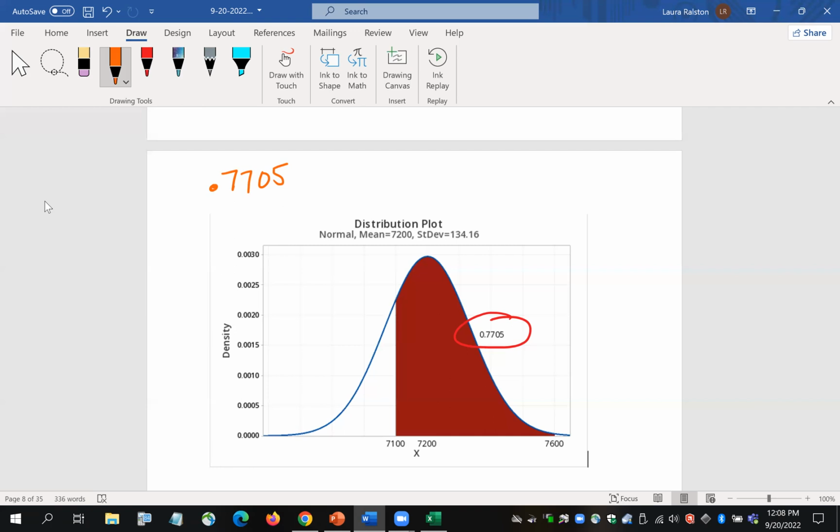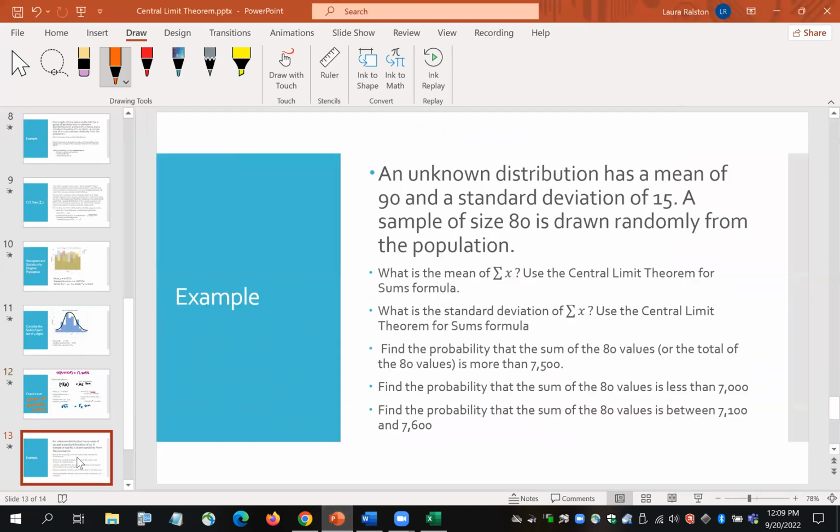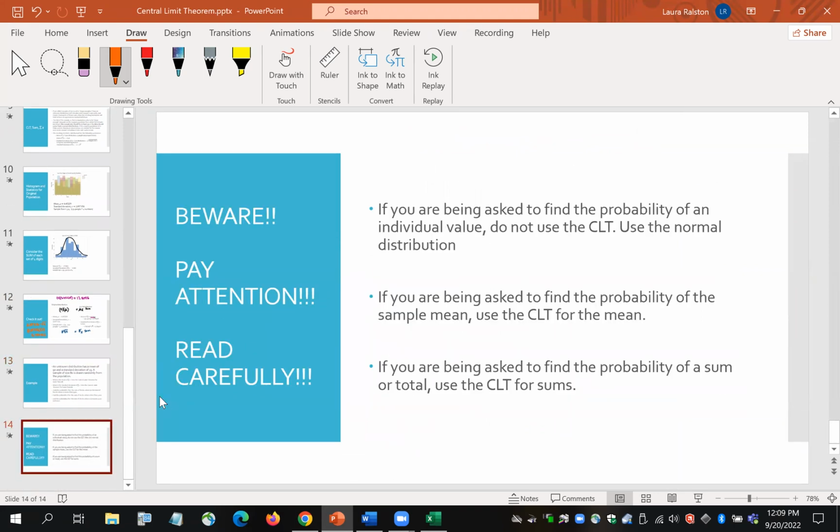Questions? Again, it's almost what we did the last time we met with normal distribution, but you have to pay attention to whether you're using central limit theorem for the mean or central limit theorem for the sum. I did show you those differences, but I also have that on this last slide.